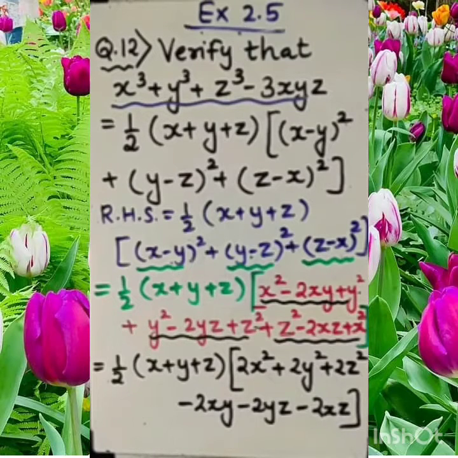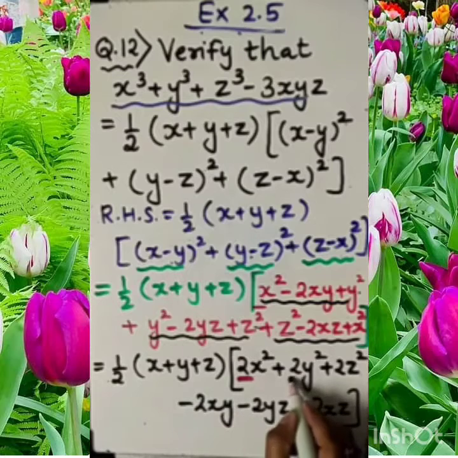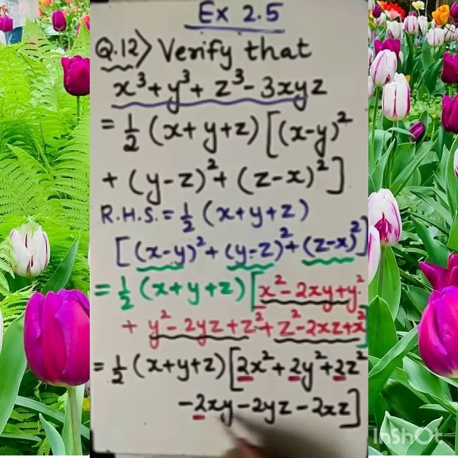Now you can see something is common from this: 2, 2, 2, 2, 2, 2. All the way 2 is common in all these terms. So dear student, here I am taking out 2 common from these three. Okay. Let's see how to do.